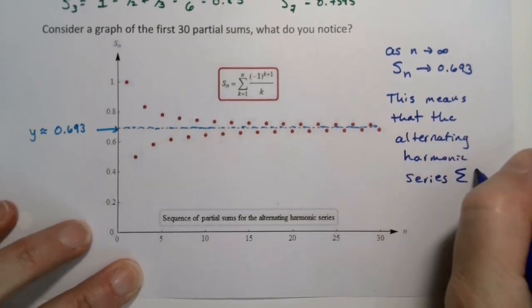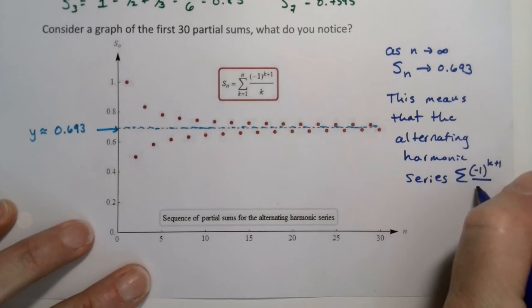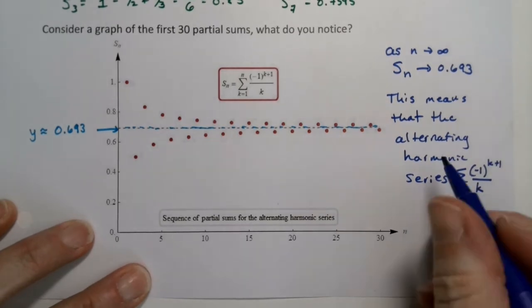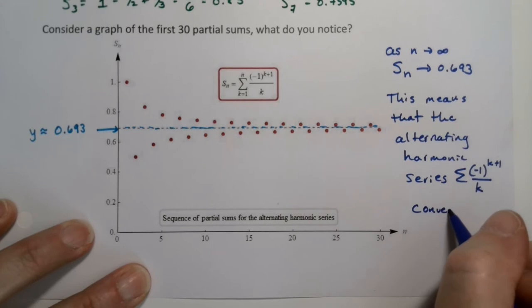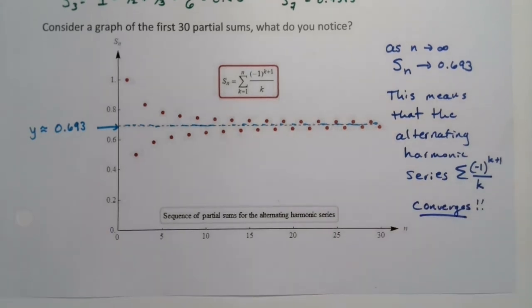series, which could be negative 1 to the k or negative 1 to the k plus 1, it matters, but not insofar as the converging part, converges. And we're getting a guess of what it converges to, which is about 0.693 and some change.